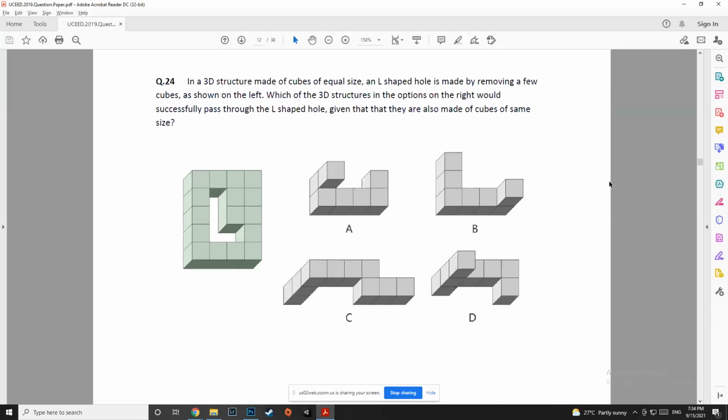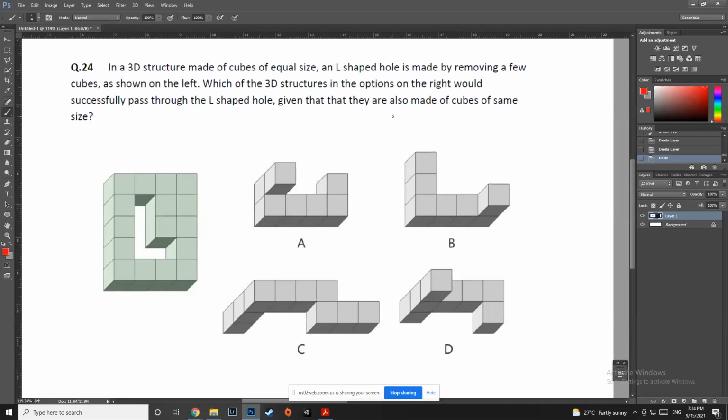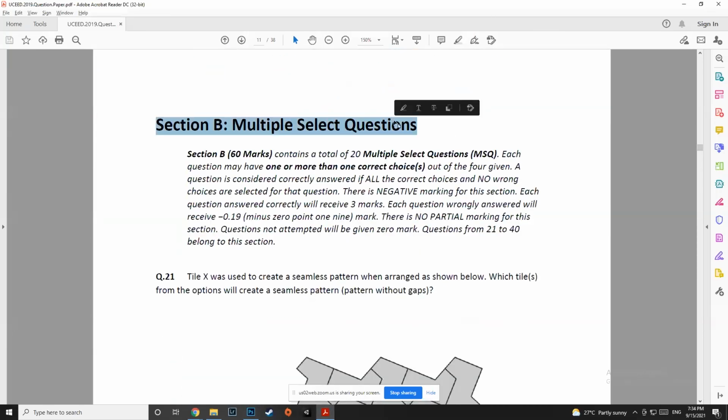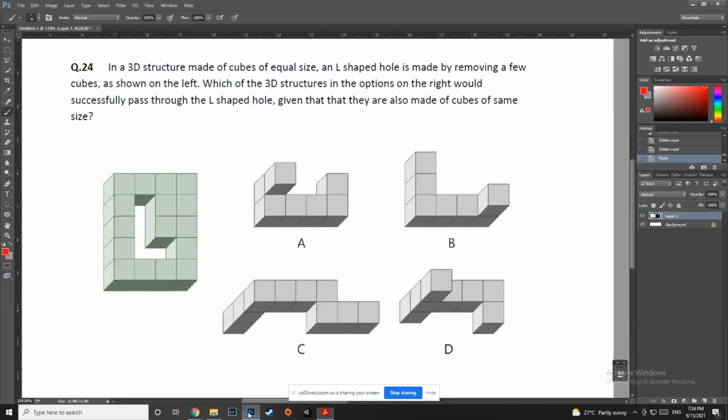shape movement visualization. They are asking, in a 3D structure made of cubes of equal size, an L-shaped hole is made by removing a few cubes as shown on the left. Which of these 3D structures in the options on the right would successfully pass through the L-shaped hole, given that they are also made of cubes of the same size? Tell me, how many of these options? Now, if anybody paid attention, we have actually reached multiple select questions. That means more than one answer can be correct. So in this particular question, let me see if you guys can give all the correct answers.